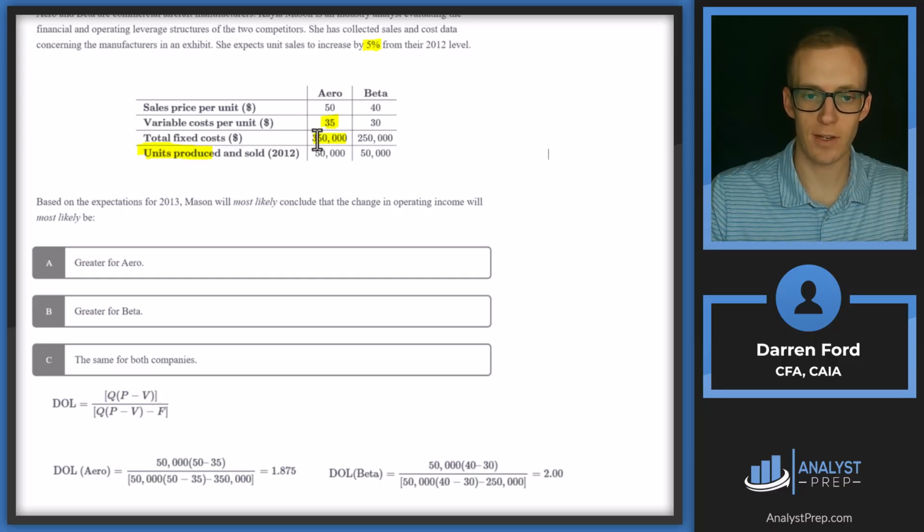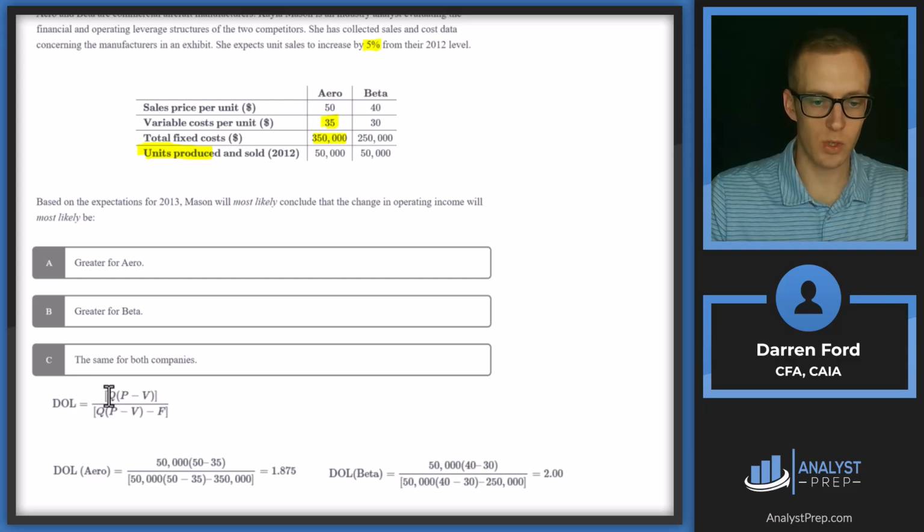Whereas if we have high fixed costs and low variable costs, then that's when we can sell more and more units and our costs stay similar or the same. So we're able to increase that operating income more. So we run this formula. So we've got degree of operating leverage.